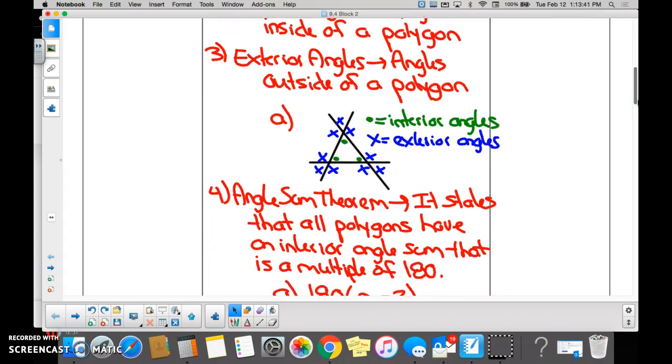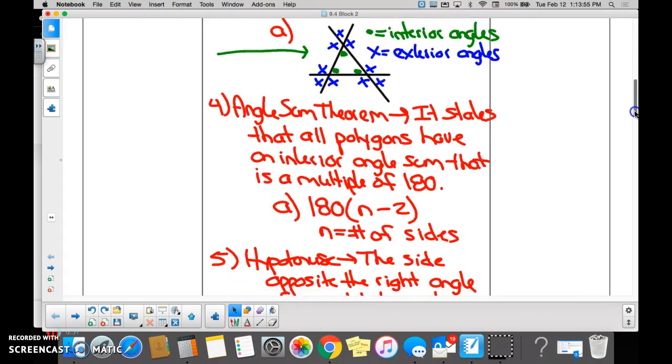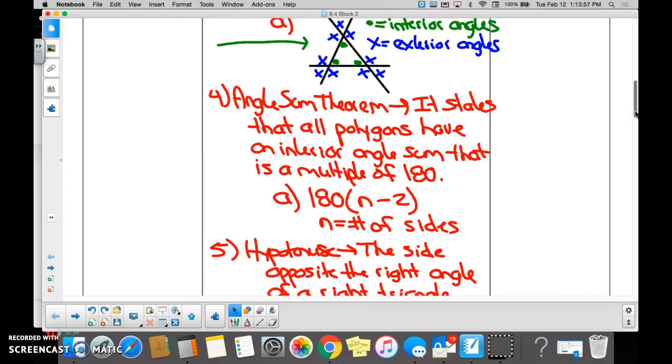So if you look at letter A here, all of the green dots are what kind of angles? Interior. And all of the blue ones are? Exterior. And then on the count of 3, what is the formula for the angle sum theorem? 1, 2, 3. 180 times n minus 2. And what does n stand for?